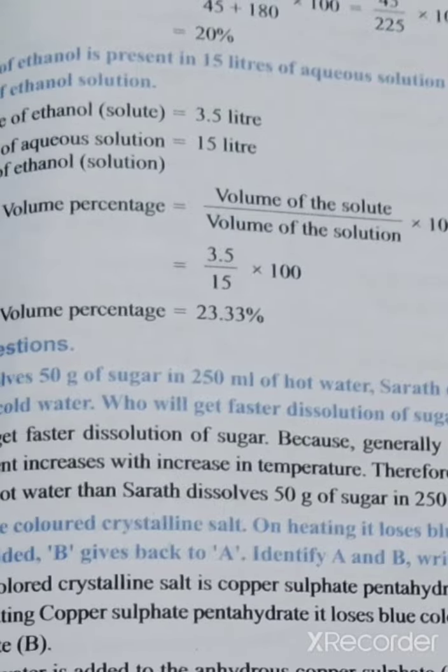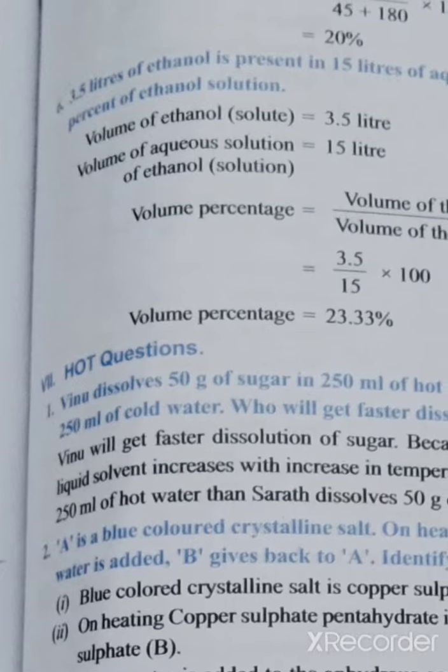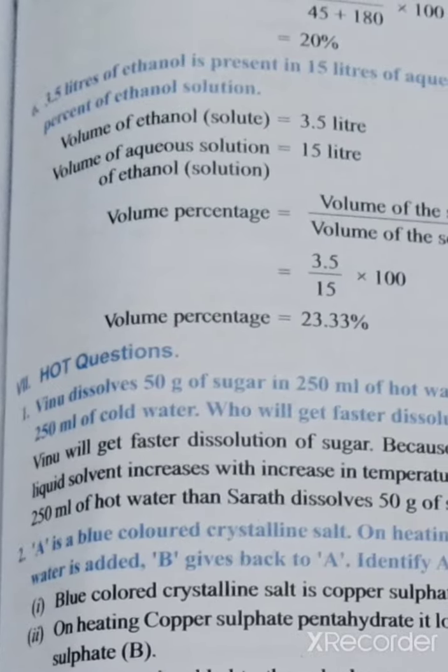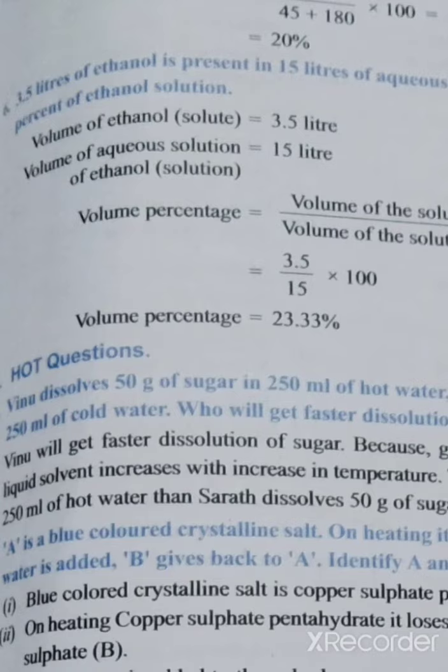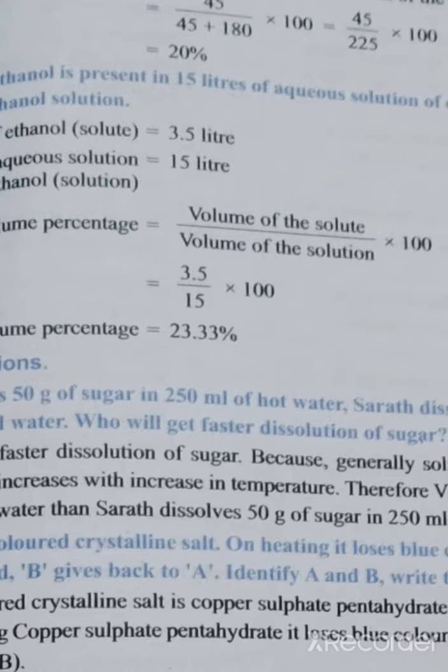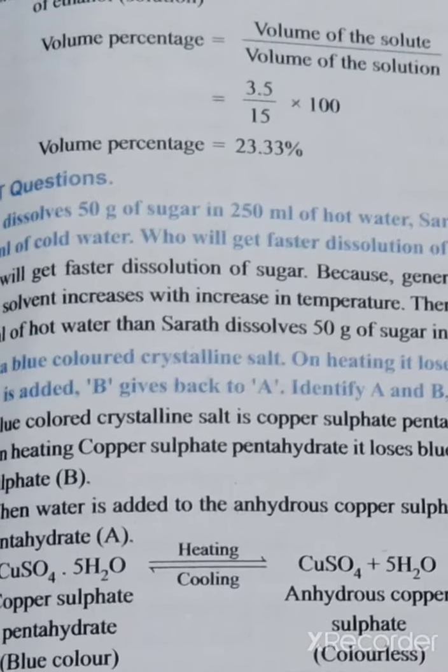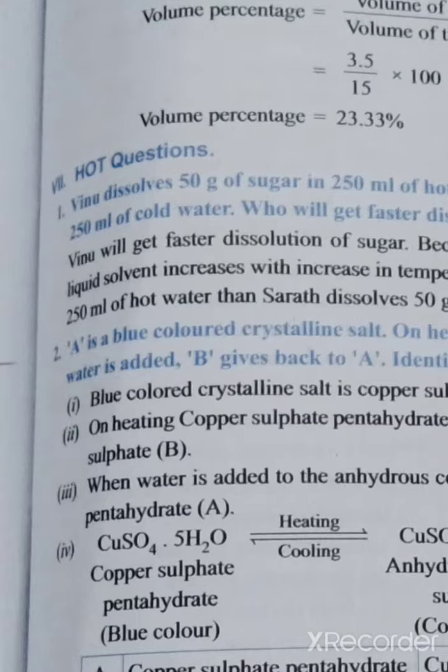So when you are going to solve any problem, you have to use the formula. For the formula, 1 mark will be given. You have to write the formula and the elements given, then substitute and find the solution. Volume of solute, ethanol, is 3.5 liter. Volume of the aqueous solution is 15 liter. So substitute 3.5 divided by 15 into 100. The volume percentage is 23.33%.